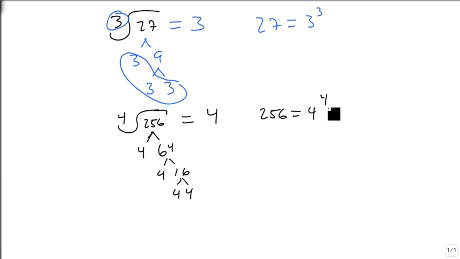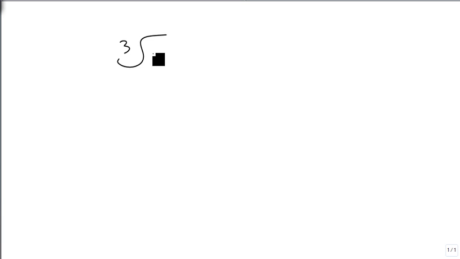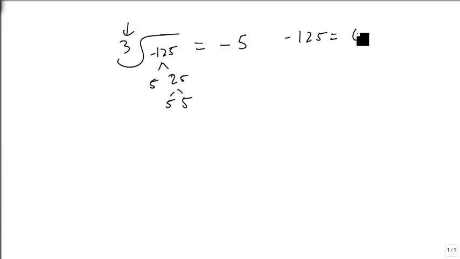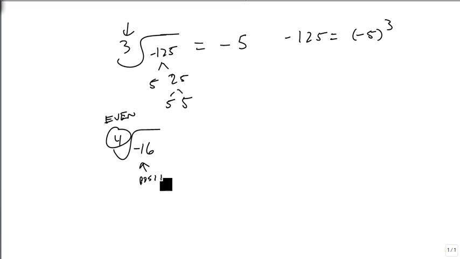We could also deal with negatives. Suppose we have the cube root of minus 125. Since 3 is odd, this is fine. We just copy the negative over, and 5 and 25, which is 5 and 5, and so we get negative 5, because negative 125 is equal to negative 5 cubed. Notice the parentheses. That's really important. Finally, the fourth root of minus 16: because 4 is even, this has to be positive, and so we say this is not a real number. And we're done. We can't say anything more about it.